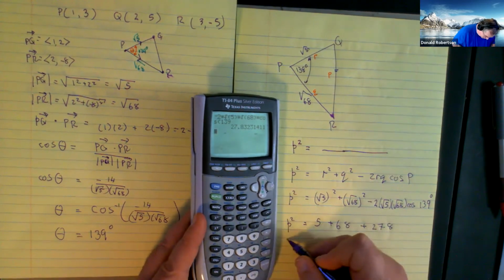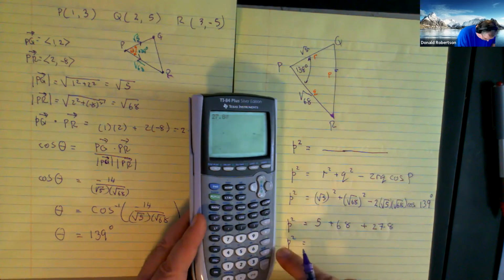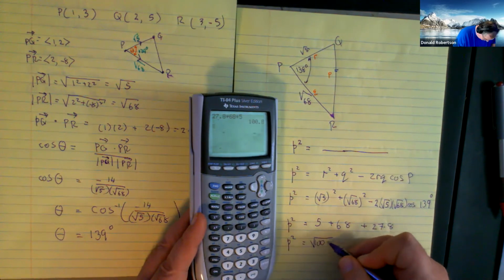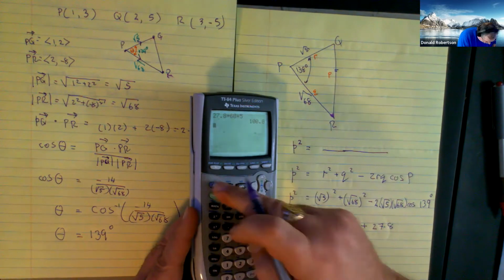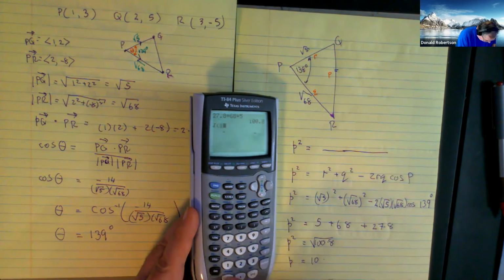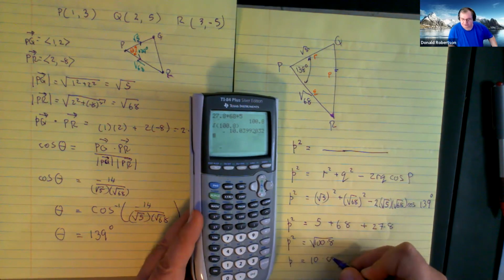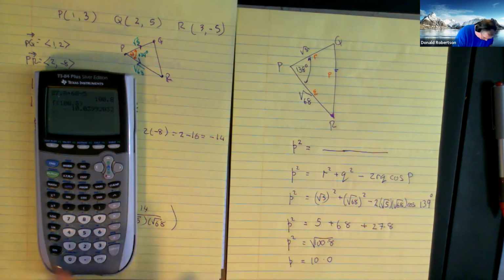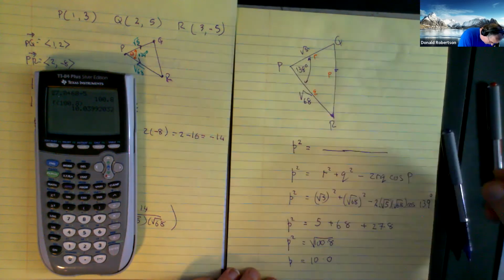So p squared is 27.8. Add 68, add 5. So square root of 100.8. So the answer is going to be 10 point something. Let's find out what it is. Square root of 100.8 is 10 point, well, to one decimal place, just 10.0, because 0.3 rounds off to 10.0. So I now have the guy that goes here. I'll just call him 10.